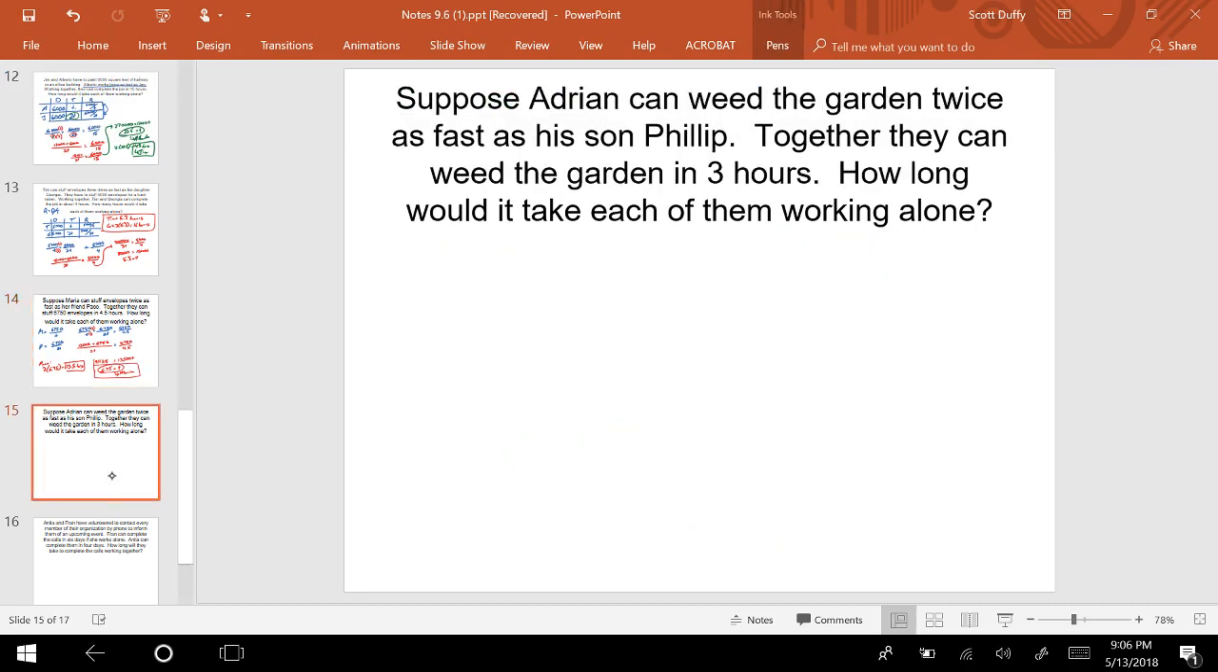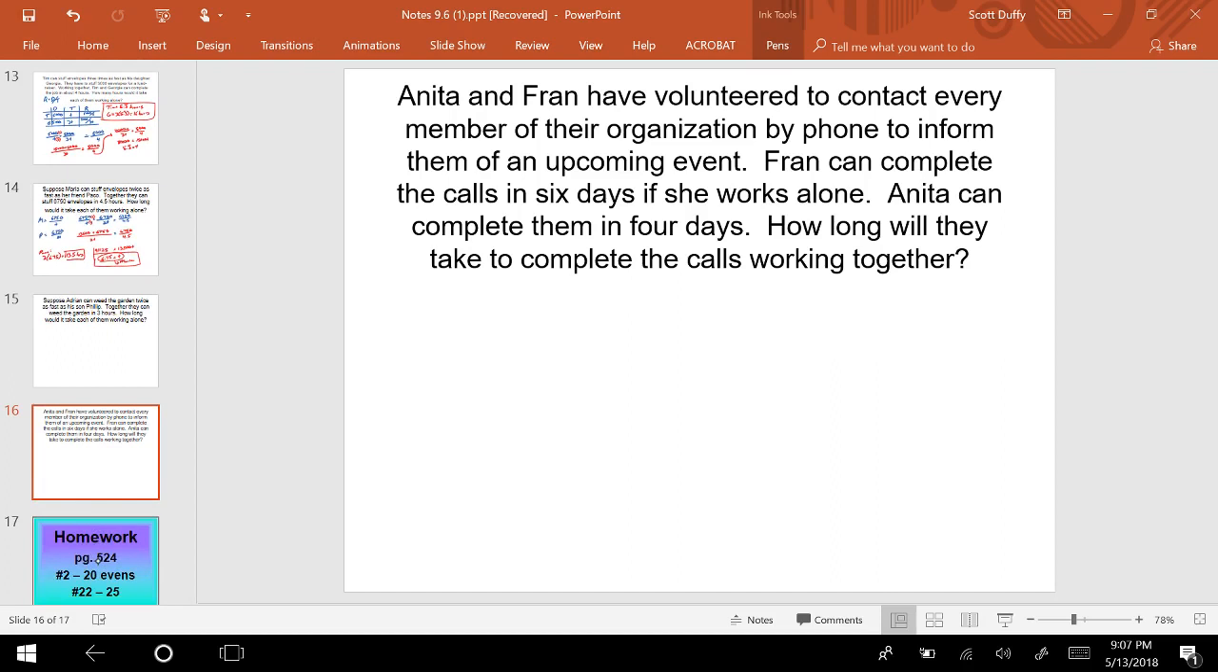Suppose Adrian can weed the garden twice as fast as his son Philip. Together they can weed the garden in 3 hours. How long would it take each of them working alone? Same type of problem. Anita and Fran have volunteered to contact every member of the organization by phone to inform them of an upcoming event. Fran can complete the calls in 6 days if she works alone. Anita can complete them in 4 days if she works alone. How long will they take to complete the calls working together?